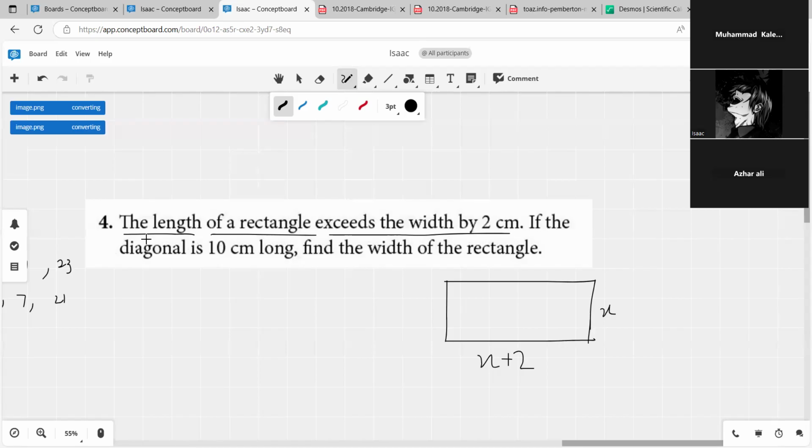If the diagonal is 10 centimeter long, now they said that this is the diagonal. This diagonal is 10 centimeter long.